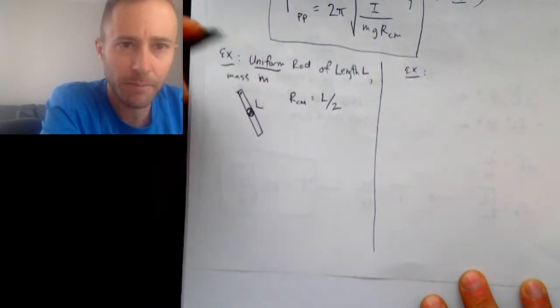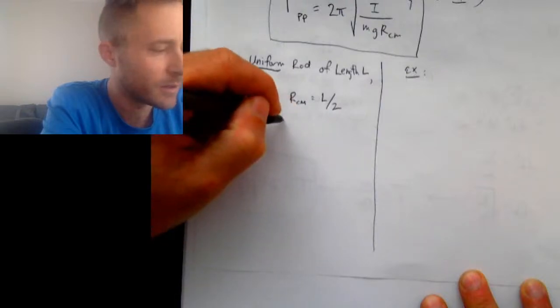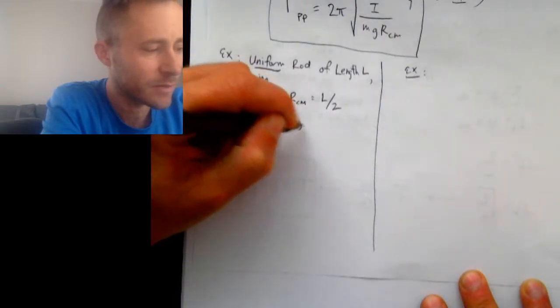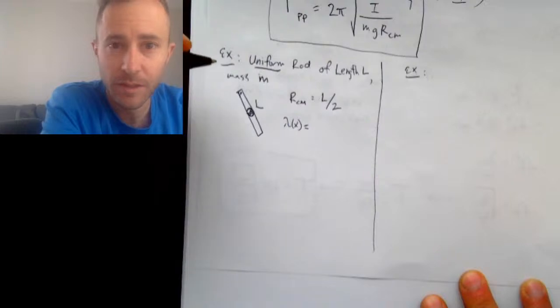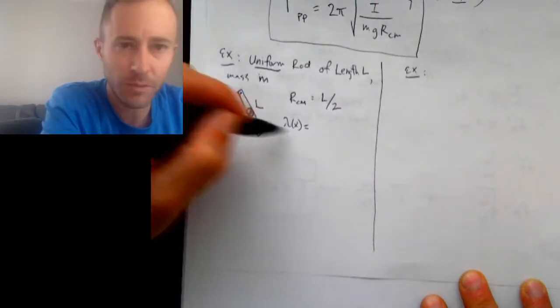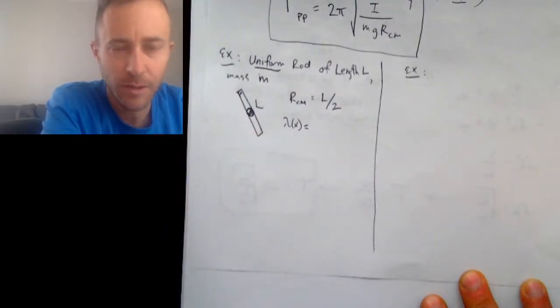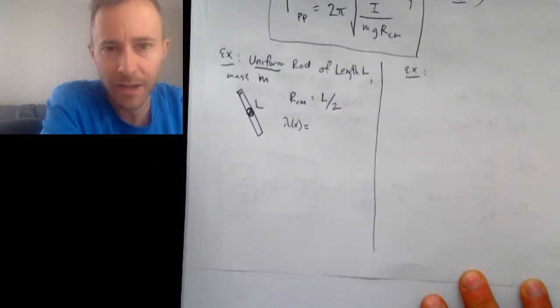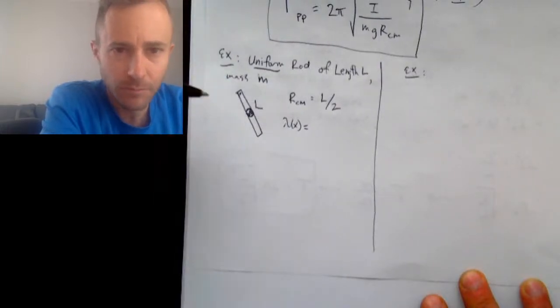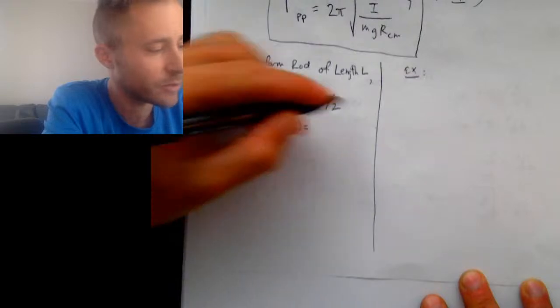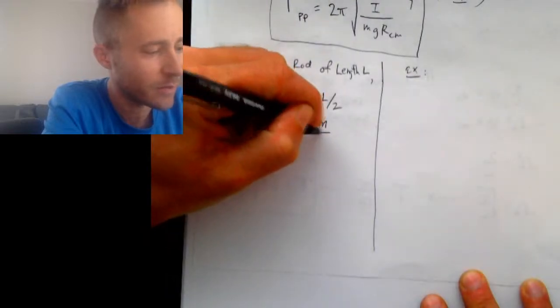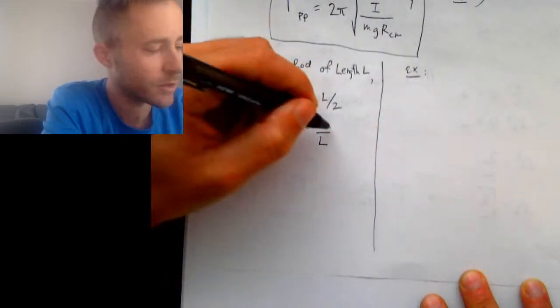So my lambda of x is going to be a constant. Remember, lambda of x is the mass density, the linear mass density. So that's going to be the total amount of mass divided by the total amount of length, and it's a constant.